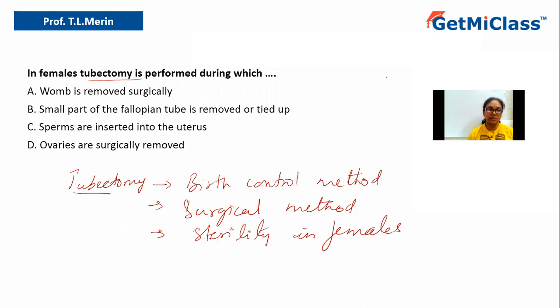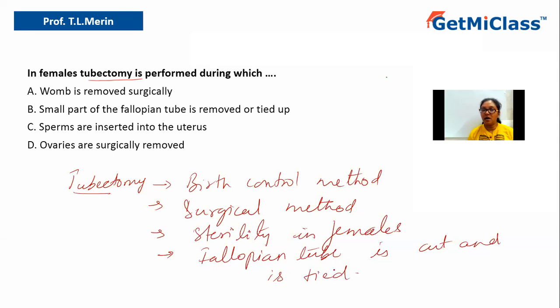So what is this tubectomy? What is the type of tube which is present in the female's reproductive system? The main tube we are talking about is the fallopian tube. As the name indicates, ectomy means cutting off. So the fallopian tube is cut, and a small part of the fallopian tube is removed or even tied up. Sometimes a part of the fallopian tube will be removed and then further it will be tied.